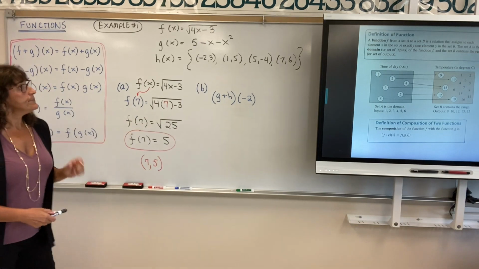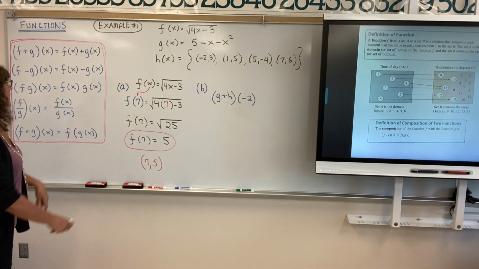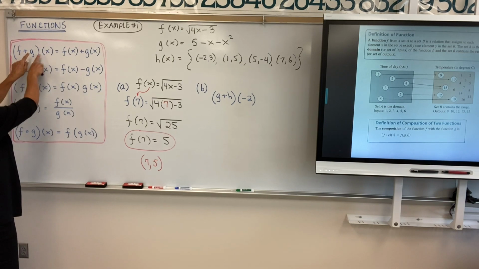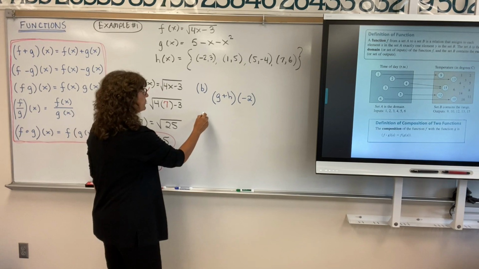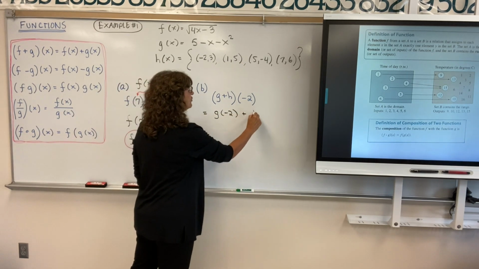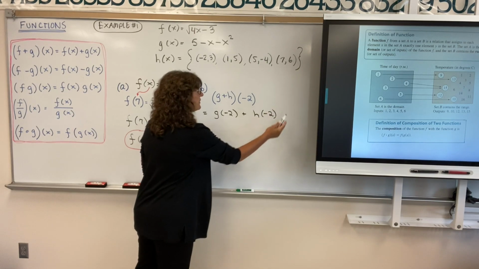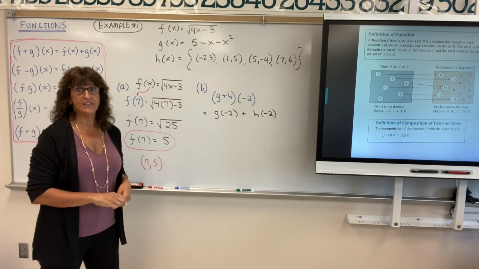We want to take g plus h of -2. So by definition, we want to add functions together. So we have g plus h of -2. We're going to write it in separately. We want to take the g of -2. We want to add it to h of -2. That's the definition. So that's what we want to do first. We want to pull it apart. We want to do the addition.